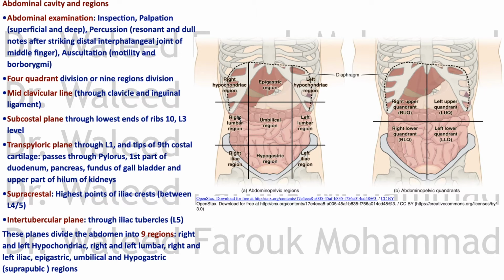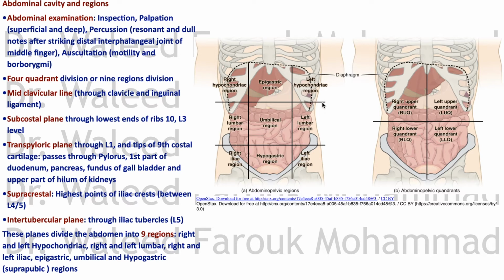The 9-region map, you need two vertical lines and two horizontal lines to divide the abdomen into 9 regions, as you can see here. The two vertical lines are the mid-clavicular lines. They pass through the mid-clavicle and down to the mid-inguinal region, or the middle of the inguinal ligament, you can say that.